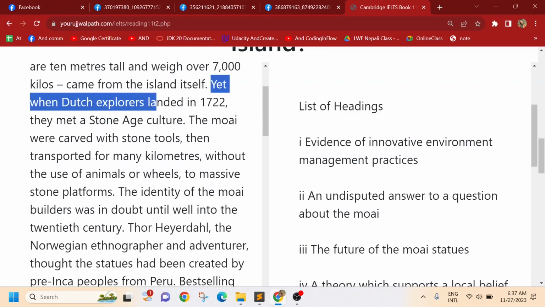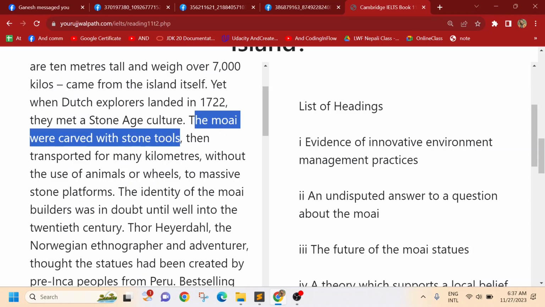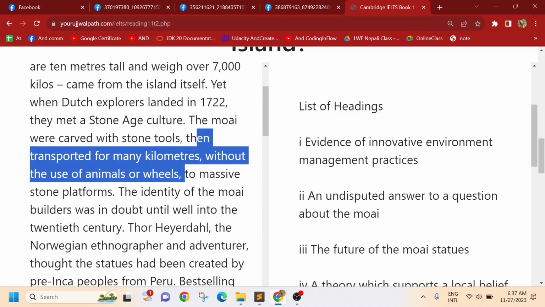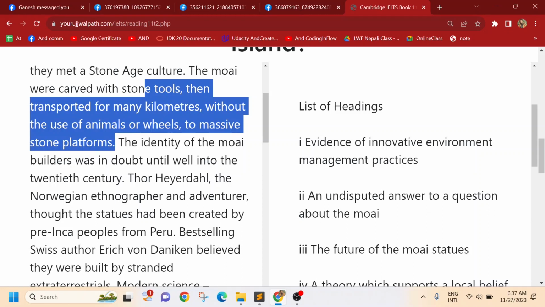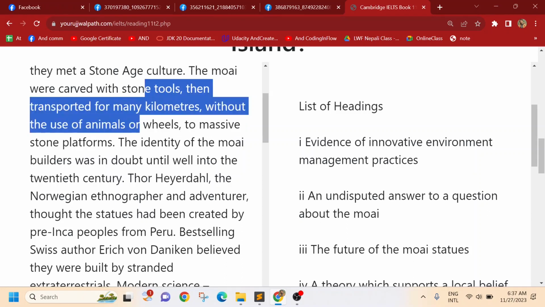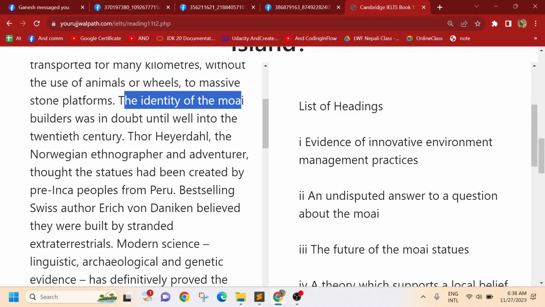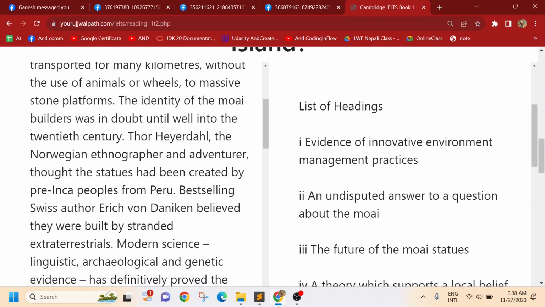Yet when Dutch explorers landed in 1722, they met a Stone Age culture. The Moai were carved with stone tools, then transported for many kilometers without the use of animals or wheels to massive stone platforms. So first we went with the bigger structure, then their transportation without the help of animals or wheels or any tools. The identity of the Moai builders was in doubt until well into the 20th century. Identity of the Moai builders means who made those massive structures, it was very doubtful.